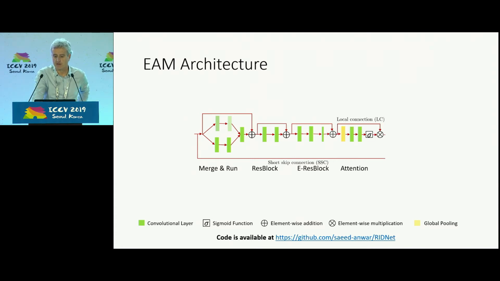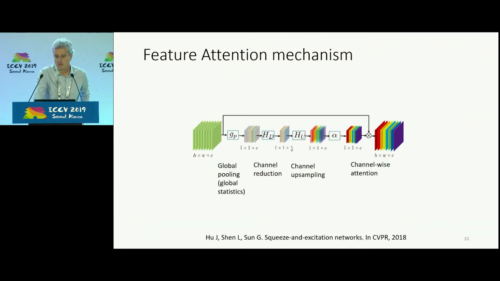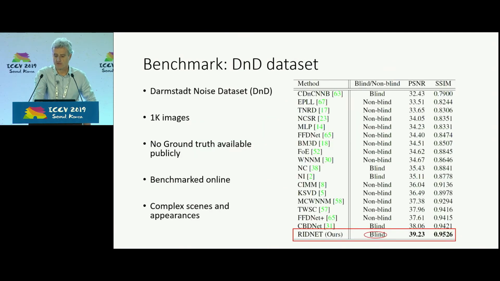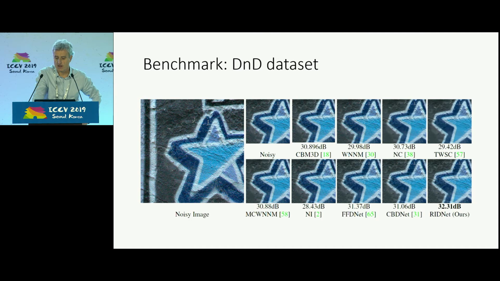The feature attention that we use here is similar to the standard approach of global average pooling, channel reduction, and upsampling, finally weighing the feature channels from the earlier stages. Our results are state-of-the-art over many datasets, as detailed in the paper. Here we highlight 3 real image datasets, including the complex real scenes from the online benchmarked Darmstadt Noise Dataset. Here we can see better texture preservation compared with CBDNet. NeatImage is commercial software that's part of Corel PaintShop and Photoshop. We show a significant improvement over NeatImage.